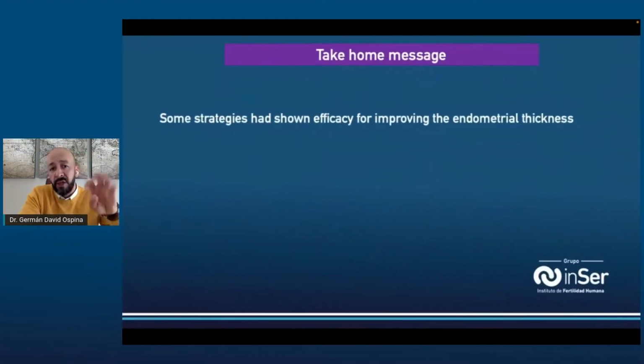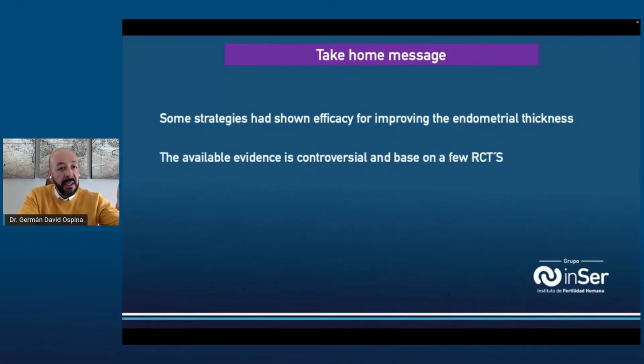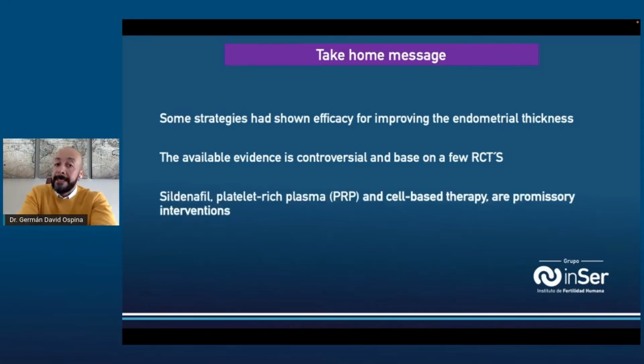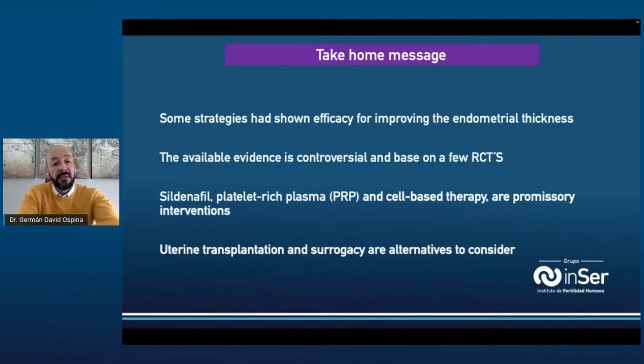Some strategies have shown efficacy for improving the endometrial thickness. The available evidence is controversial and based only on a few RCTs. Sildenafil, platelet-rich plasma, and cell-based therapy are promising interventions and maybe the interventions with acceptable evidence until now. And finally, uterine transplantation and surrogacy are alternatives to consider in this type of case.